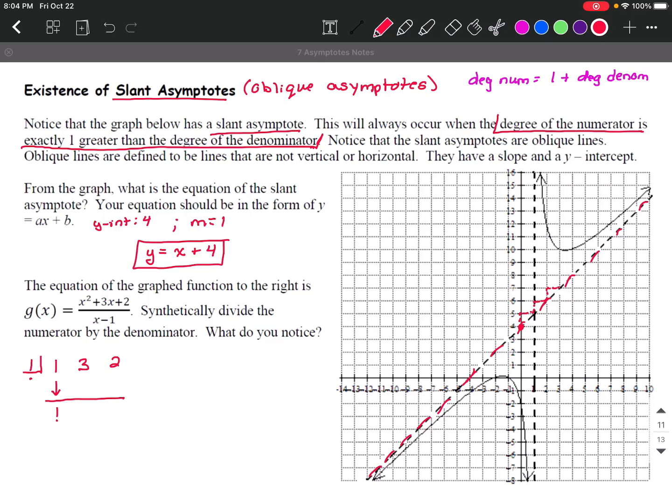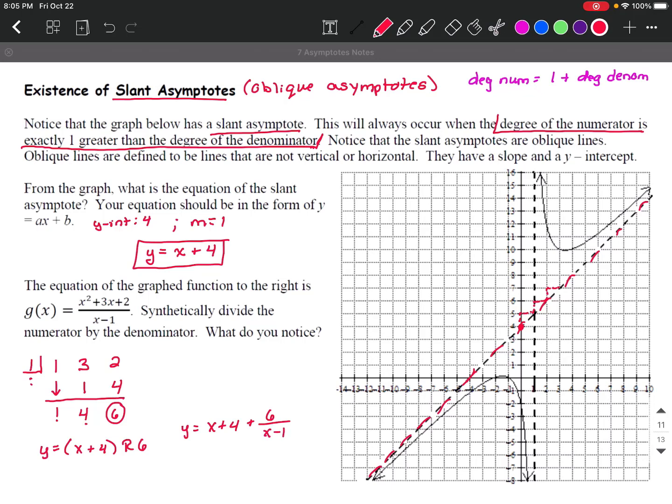We're going to do synthetic division, so we bring down the 1. 1 times 1 is 1. Now we add, 3 plus 1 is 4. 1 times 4 is 4. Now we add, 2 plus 4 is 6. Now we had a quadratic, so these are the coefficients of a linear, 1x plus 4, and the remainder is 6. We usually write that y equals x plus 4 plus 6 over x minus 1.